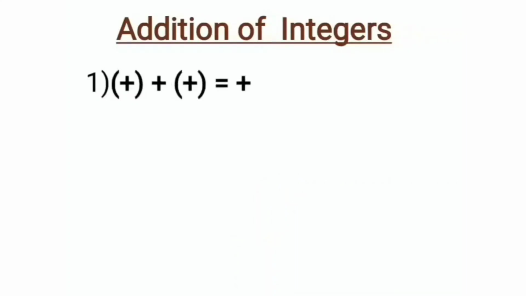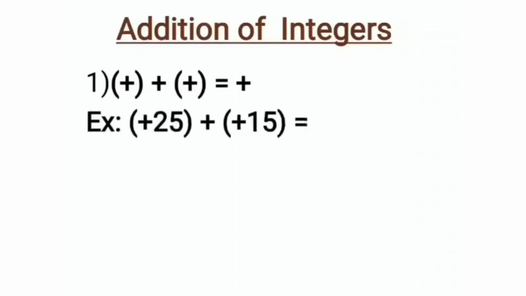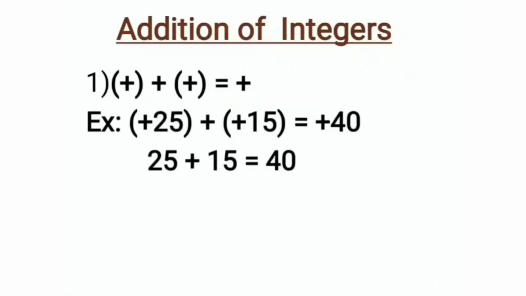When two positive integers are added, then result is positive. Let's see example. Plus 25 plus 15 is equal to plus 40. In general, we don't write plus sign. 25 plus 15 is equal to 40. Another example is 11 plus 10 is equal to 21. This is the addition of two positive integers.